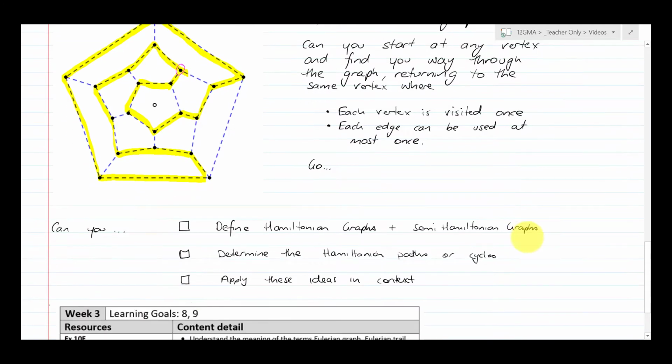So, can you define Hamiltonian graphs and semi-Hamiltonian graphs? Can you determine the Hamiltonian paths or cycles? Can you apply these ideas in context? I hope so.